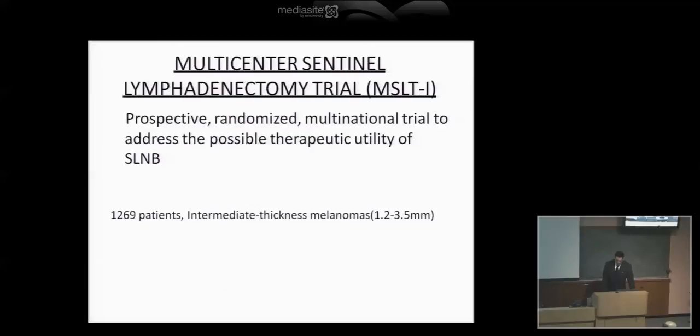The landmark trial of this was the multi-center sentinel lymphadenectomy trial. This was a prospective randomized multinational trial to address the therapeutic benefit of sentinel lymph node biopsy. They used about 1,200 plus patients with intermediate thickness melanomas. In their group, the melanomas were 1.2 to 3.5 millimeters.